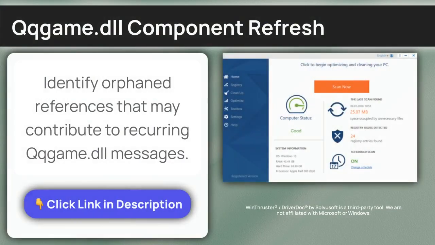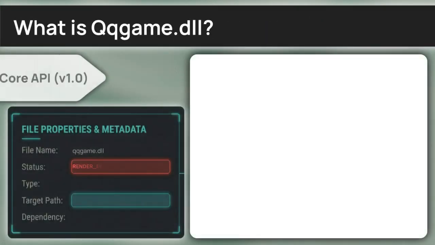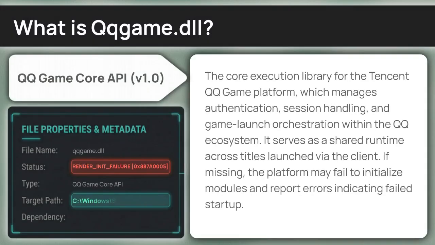This is the QQ Game Library, the core execution library for the Tencent QQ Game platform, which manages authentication, session handling, and game launch orchestration within the QQ ecosystem. It serves as a shared runtime across titles launched via the client. If missing, the platform may fail to initialize modules and report errors indicating failed startup.